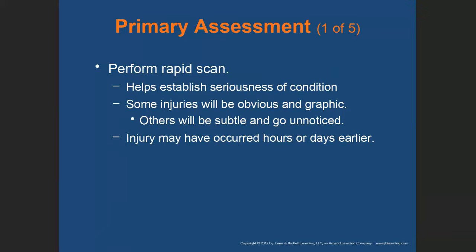Primary assessment. Perform rapid scan. Helps establish seriousness of condition. Some injuries will be obvious and graphic. Others will be subtle and go unnoticed. Injury may have occurred hours or days earlier, and usually, if they're having complications from hours or days earlier, you start to think about infection, you start to think about peritonitis.